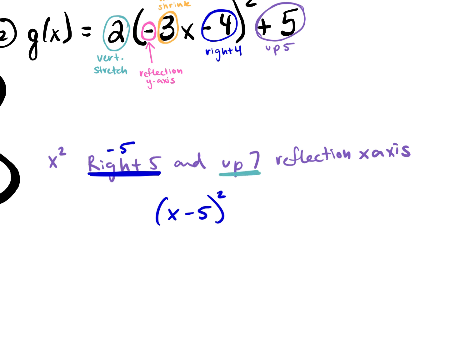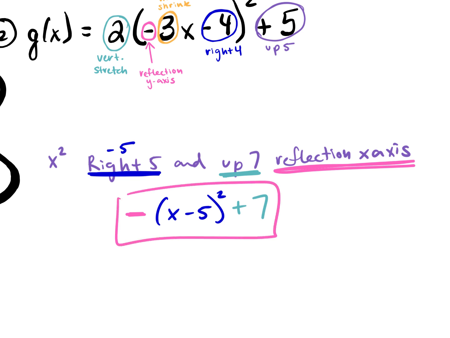Up 7, we do what? Where? Inside or outside? Outside, we add 7. And a reflection on the x-axis, put a negative on the outside. So this would be our equation. Because that's like the parent graph, so that's what we start with.